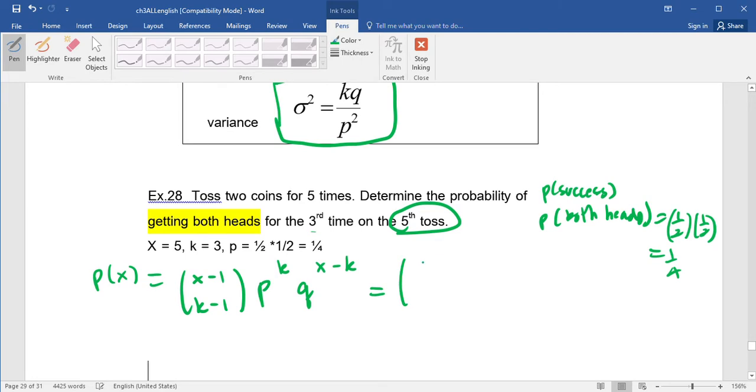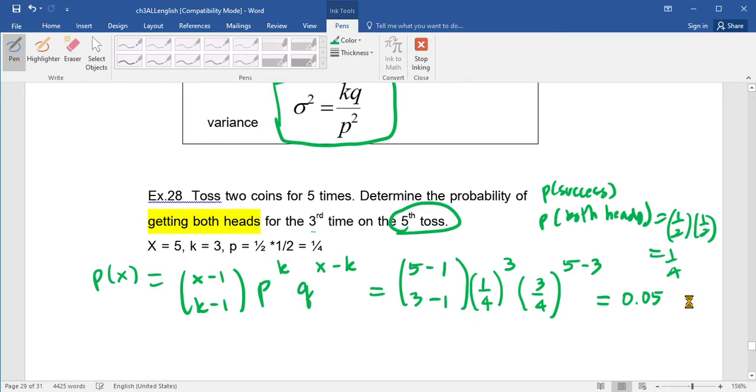x is 5 minus 1, k is 3, getting success for the third time on the fifth toss. p is 1/4 raised to the third power, and q to the x minus k, 5 minus 3, and that is 0.5.